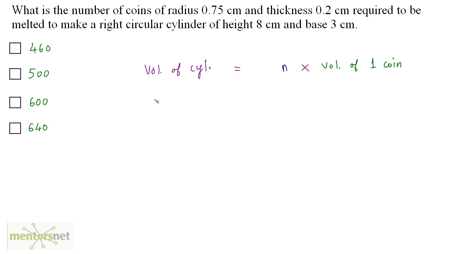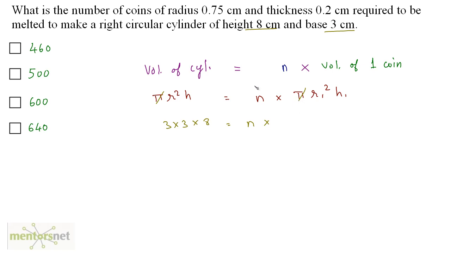Now what is the volume of a cylinder? Well, it is pi r square h is equal to n times the volume of one coin. Well, the coin is also a cylinder, but a very small one. So this will also be pi r1 square h1. h1 is basically the thickness of the coin. So this pi and this pi get cancelled out. We have r square. What is the radius of the cylinder? Well, the radius of the cylinder is 3 centimeters. So this is 3 times, what is the height of the cylinder? That's 8. So times 8 is equal to n times r1 square.